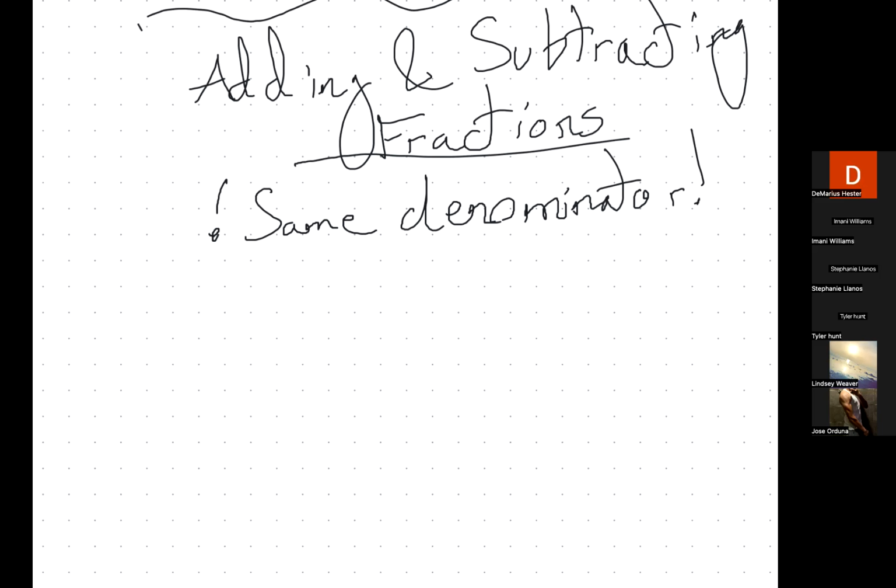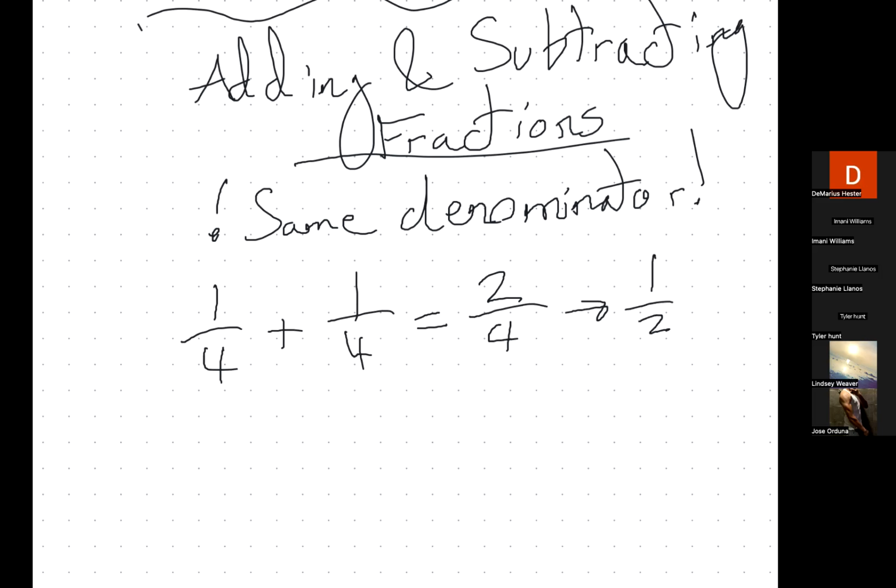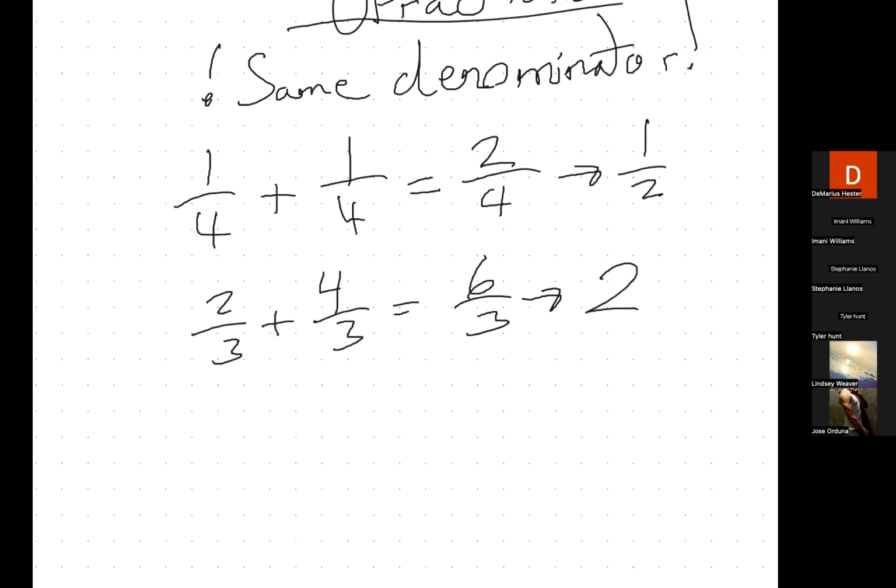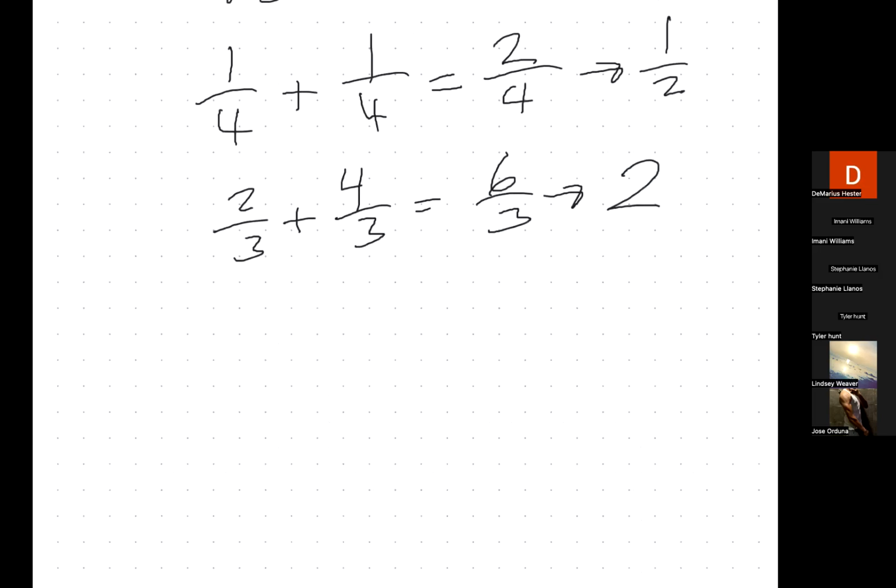So here are some examples with no denominator change. 1/4 plus 1/4 is going to equal 2/4. If we simplify this, it's 1/2. 2/3 plus 4/3 is 6/3. If we simplify this, it is 2. Now, what I'd like you all to try is 5 over 6 plus 2 over 6. So why don't you all try this one?